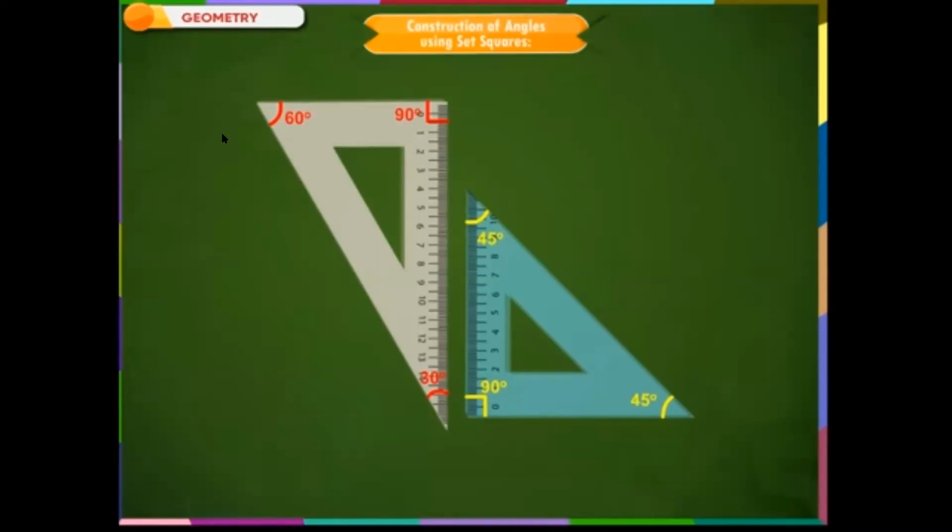Angles measuring 90 degree can be drawn using either set square. Angles measuring 45 degree can be drawn using the first set square, while angles measuring 30 degree and 60 degree can be drawn using the other one. Angles measuring 75 degree and 105 degree have to be drawn using both the set squares together. Let us now see the construction of some angles using set squares.